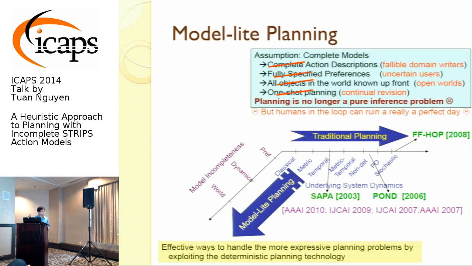However, you must agree that in practice, this assumption is normally not true, in the sense that the action descriptions are incomplete. Normally, we do not know all the user preferences, and the objects are not known upfront. In those cases, at least, we need continual planning. We need to talk about another dimension for planning, not only traditional planning, but also what we call model-lite planning, where we emphasize the incompleteness of the models. It can be user preferences, domain dynamics, or the world.